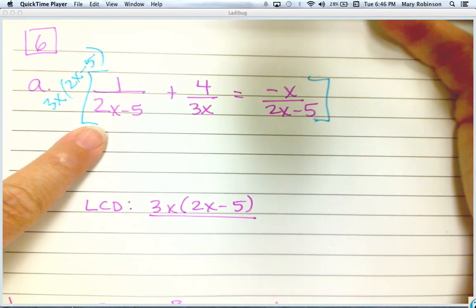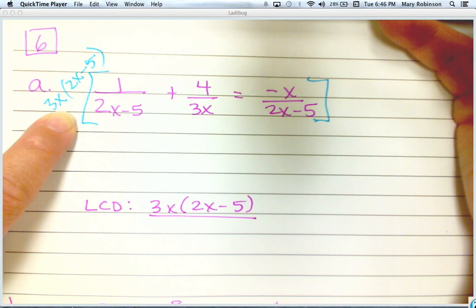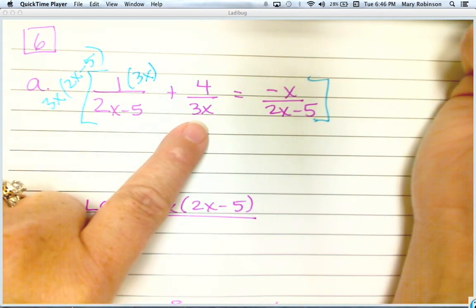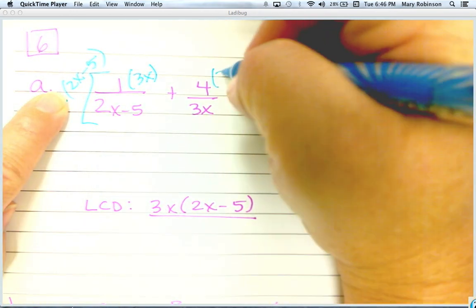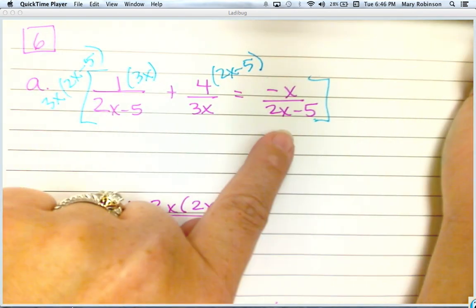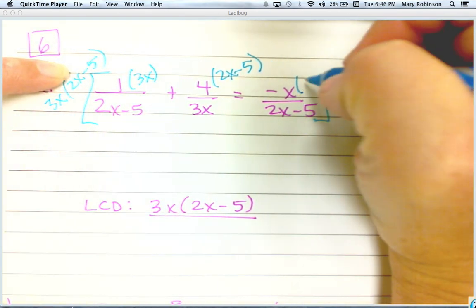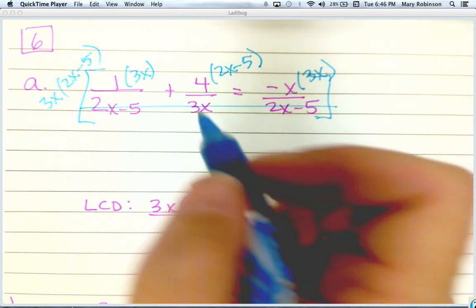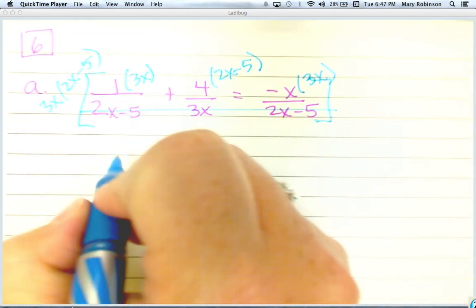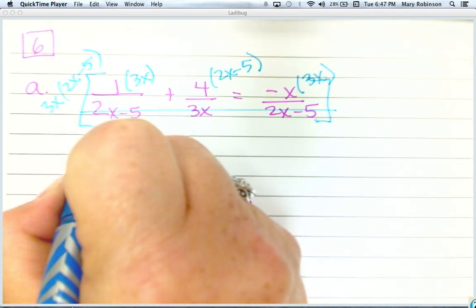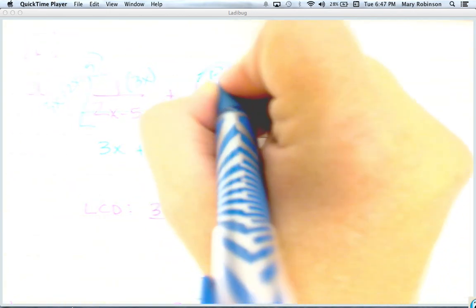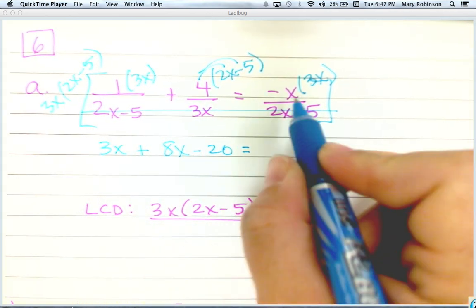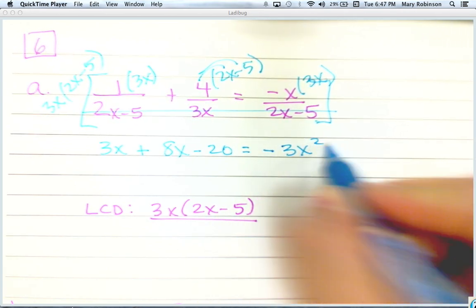Okay, so if I divide 2x minus 5 into 3x and 2x minus 5, the 2x minus 5 would cancel out, leaving 3x. If I divide 3x into it, it would leave 2x minus 5. And if I divide here 2x minus 5 into it, it would leave 3x. So at this point, we don't have to worry at all about the denominator. We simply need to multiply this out and make sure we don't make mistakes when solving. So 1 times 3x is 3x, plus, distribute your 4, 8x minus 20 equals negative 3x squared.